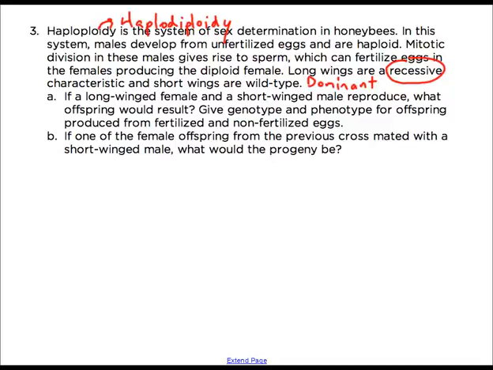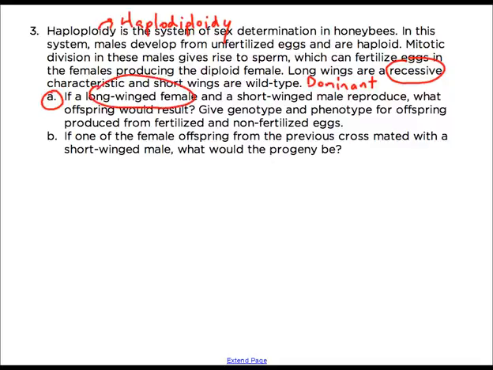Now, specifically, they're asking us if a long-winged female and a short-winged male reproduce, what offspring would result? Give genotype and phenotype for offspring produced from fertilized and non-fertilized eggs. In other words, who are the males going to look like and what are the females going to look like? Haplodiploidy can drive you a little nutty sometimes, but it's not so bad in a cross like this. It's very important that we write down the genotypes of each of these individuals.